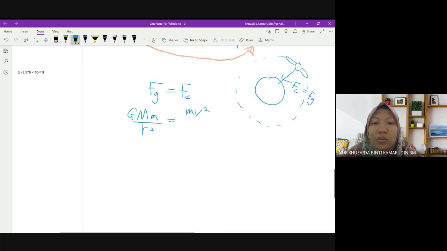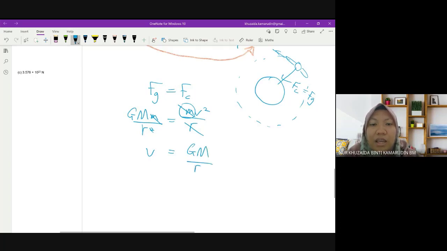mv square over R. Okay, so mass dekat centripetal force ni sepatutnya adalah mass objek yang tengah berpusing. So yang tengah berpusing dalam case kita ni adalah satellite. So now kiri dan kanan dia ada mass of the satellite, so kita boleh cancel. So what left over here, so R pun boleh cancel. So we have V equals with GM over R.